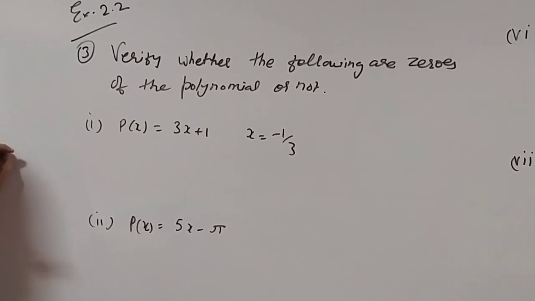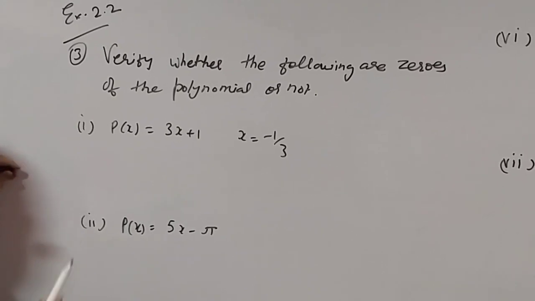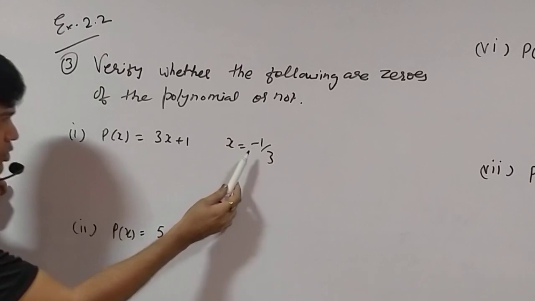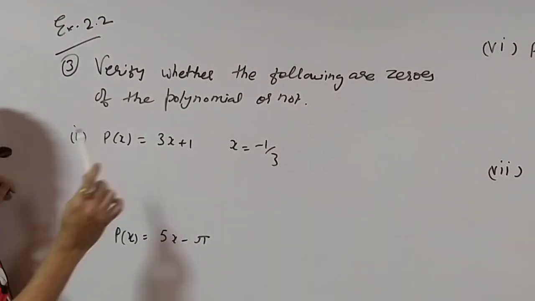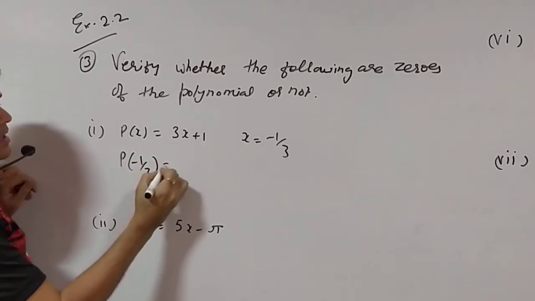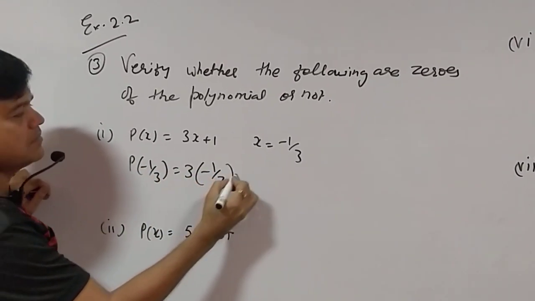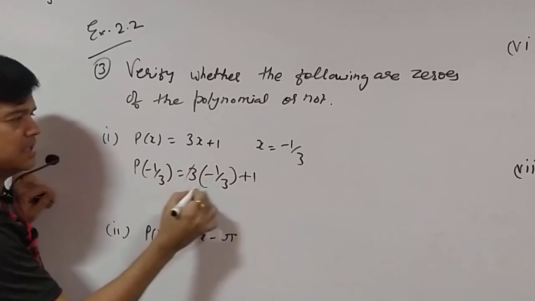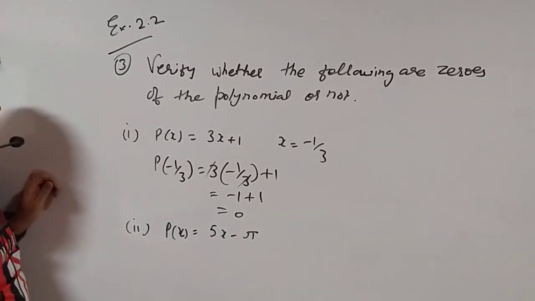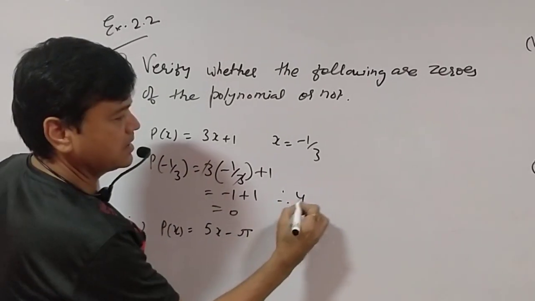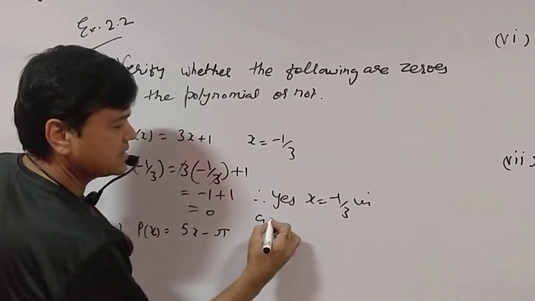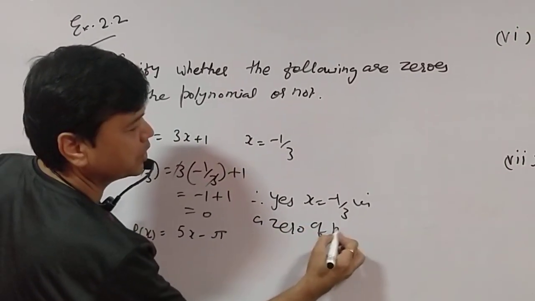Now question number 3. Verify whether the following are zeros of the polynomial or not. Means x is equal to minus 1 by 3 is a zero of this or not. Write the value of x, minus 1 by 3. 3 into minus 1 by 3 plus 1. 3 cut, minus 1 plus 1. Answer is 0. Therefore, yes, x is equal to minus 1 by 3 is a zero of the polynomial.